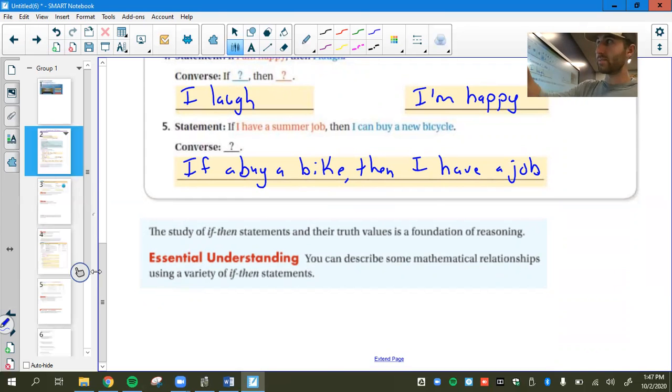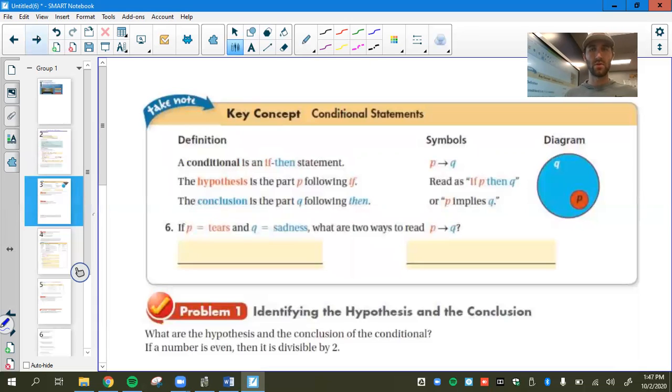Okay, so let's go to the next page and we're going to be talking about these. This conditional statement, if-then. If P, the hypothesis, like I mentioned earlier, if P happens, then the conclusion happens.